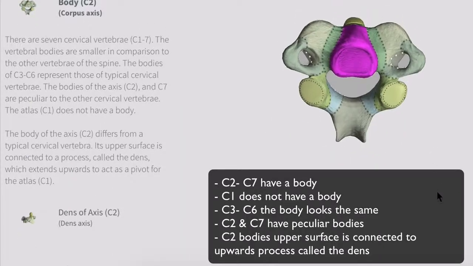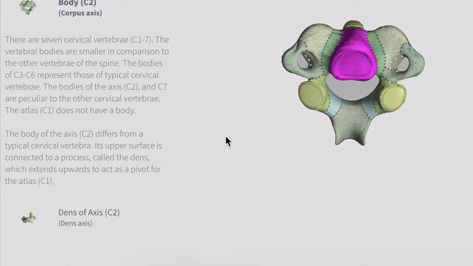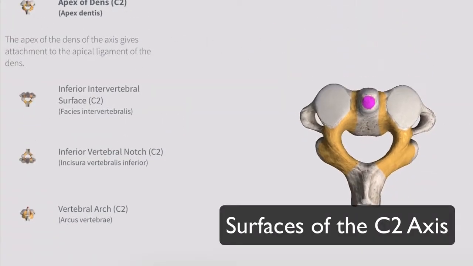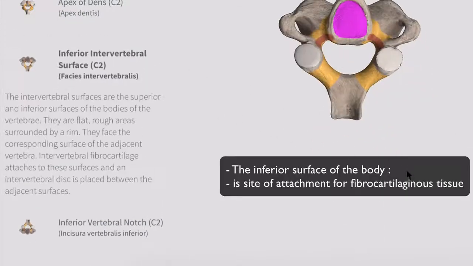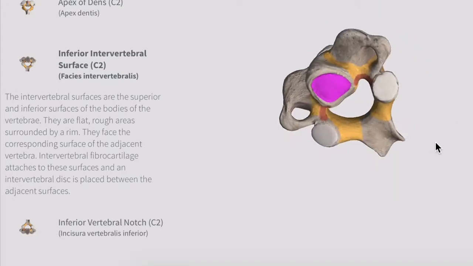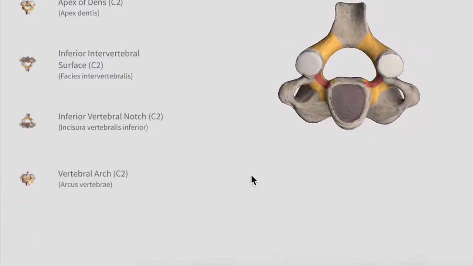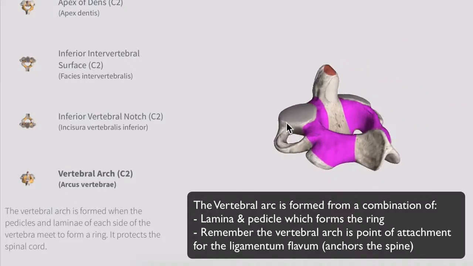Now, C2 to C7 have a body. C1 does not have a body. C3 to C6, the body looks the same, but C2 and C7 have a different body. Now the surfaces: you have an apex of the dens, which is the bit where it connects to the ligament, and the inferior intervertebral surface, where the discs come together, so you have a notch. Surfaces are not that important as long as you know the parts. So the vertebral arch is obviously formed by the lamina and the pedicle.